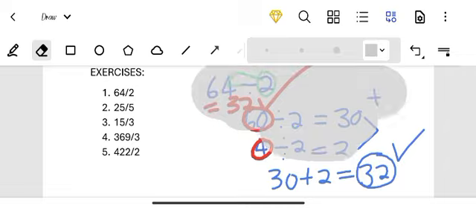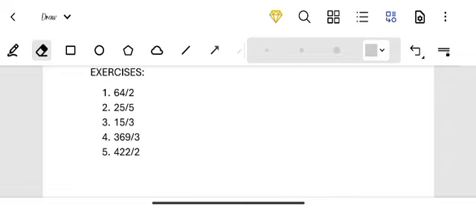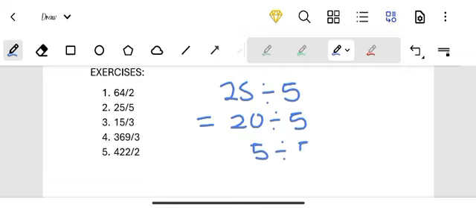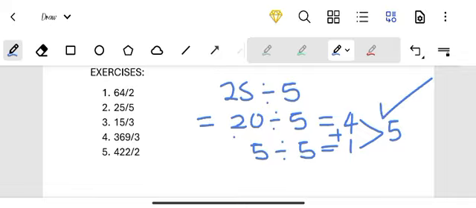So jumping to the next one. The next one is 25 divided by 5. When you're dealing with 25 divided by 5, you can just say 25 divided by 5 is equal to 20 divided by 5, and 5 divided by 5. The next thing you're going to say is that equal to that. So 20 divided by 5 is 5, 10, 15, 20. So it's 4 times. 5 divided by 5 is 1. That plus that is going to give us 5. And then you are done. I hope this is making sense.